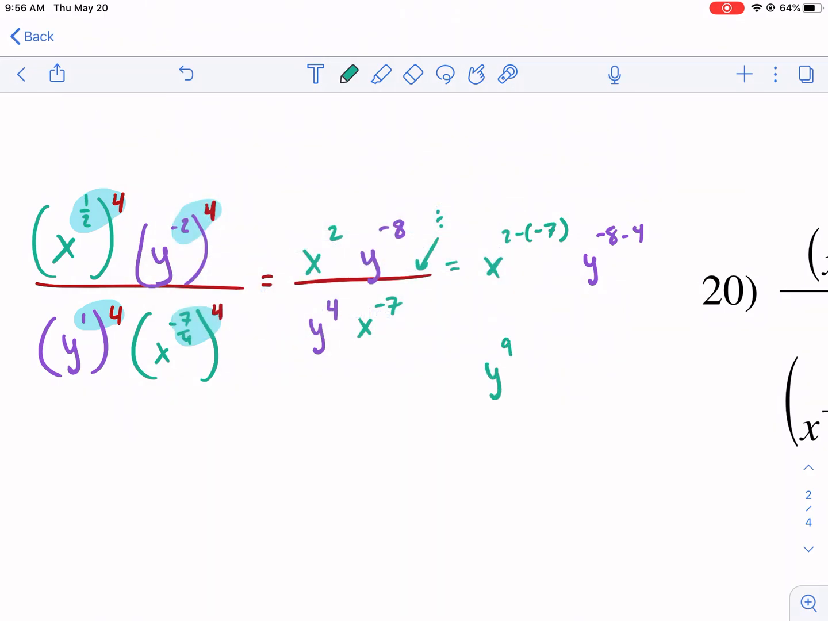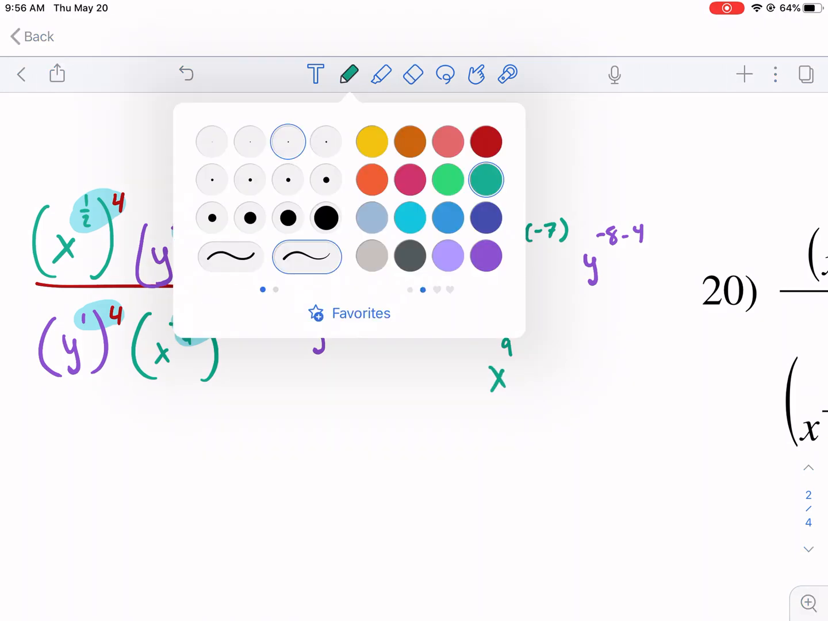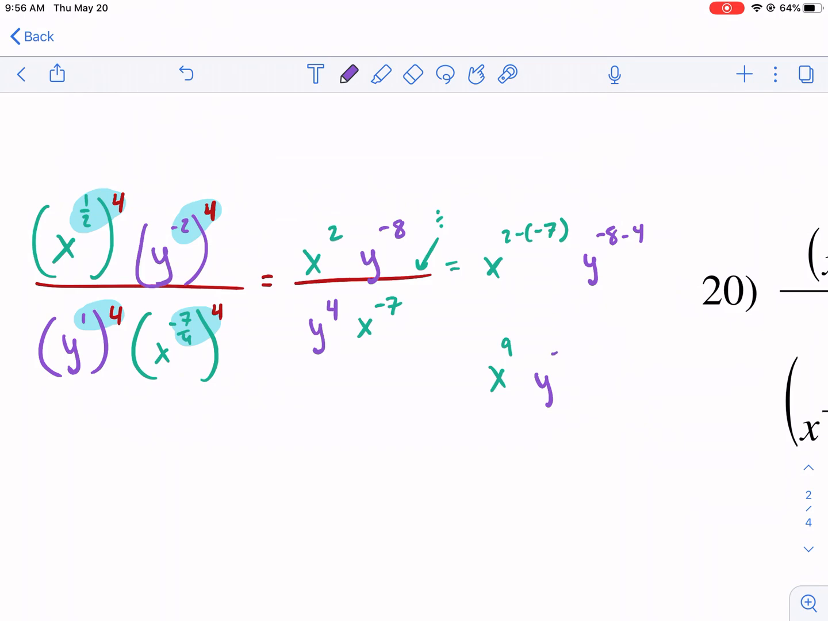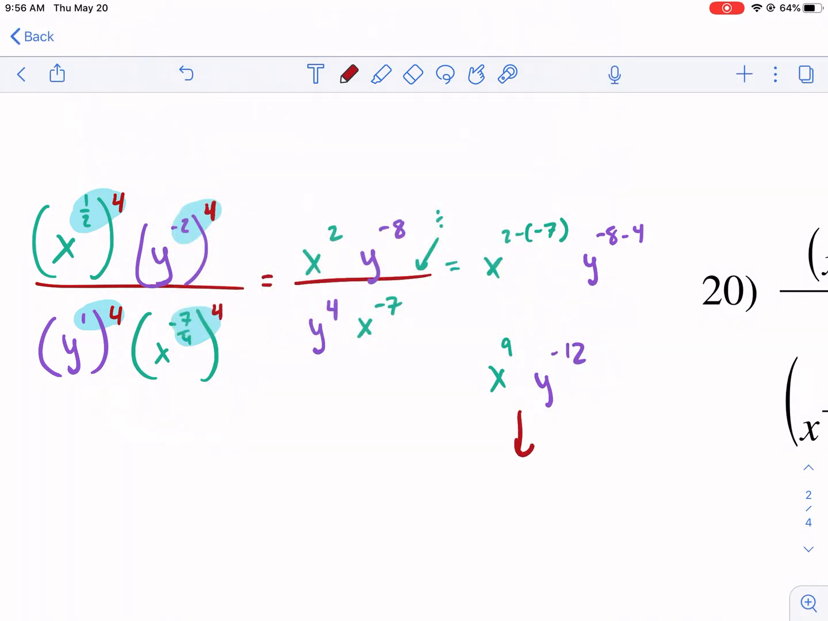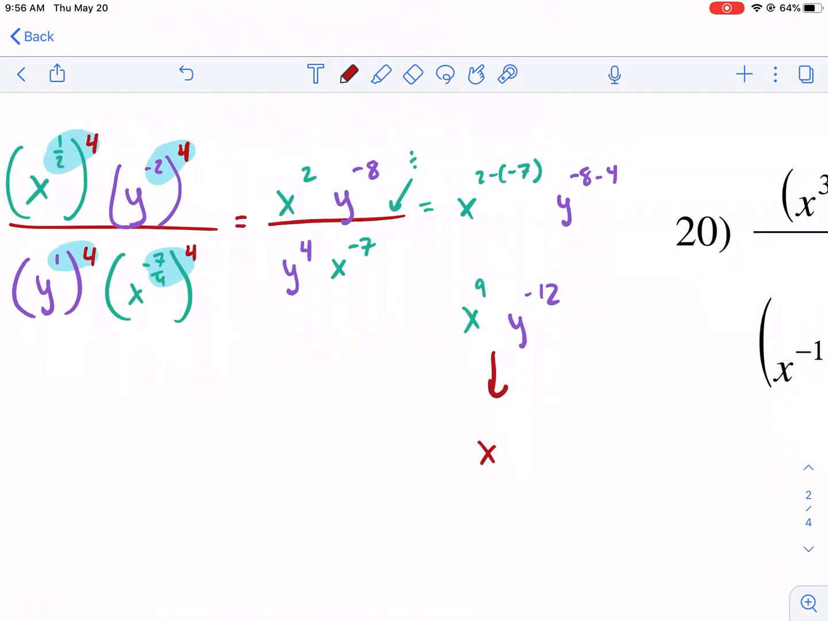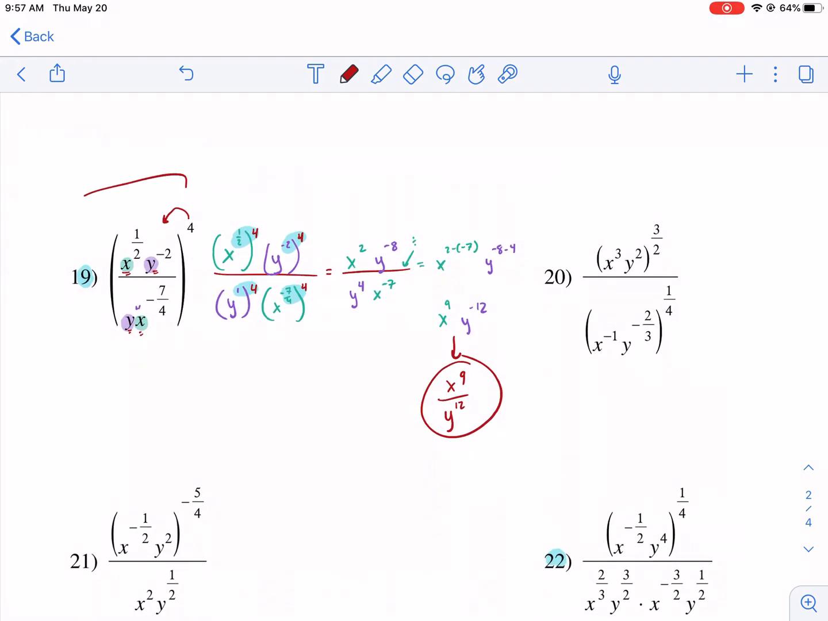That's 9. Why did I change it to y? I meant x. And then y to the negative 12. As I write my final answer, I need to convert this negative into a positive exponent by moving it to the denominator. So this is x to the 9th over y to the 12th. That's my final answer. So all of this ends up being just that.